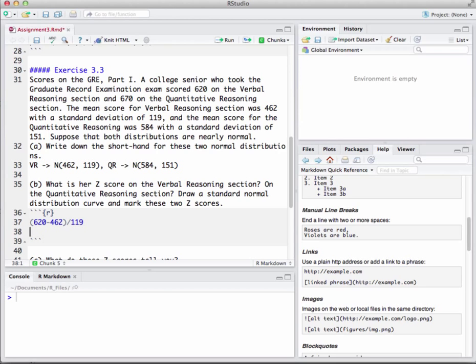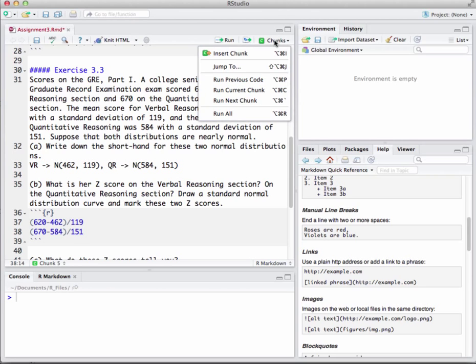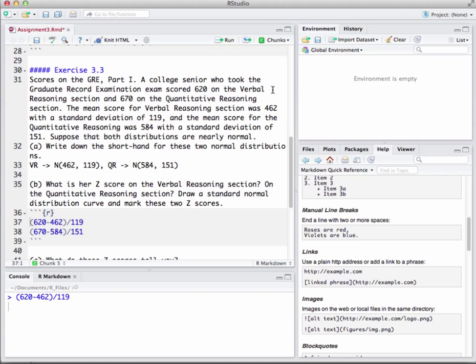Oops, my parenthesis in there. So 670 minus 584, and then divide that by 151. Okay, and now as usual, we can go in and execute just that chunk so we can see what is going on. So we'll run the current chunk, and we get the 2 Intrepid z-scores here. So let's come down and put in here.